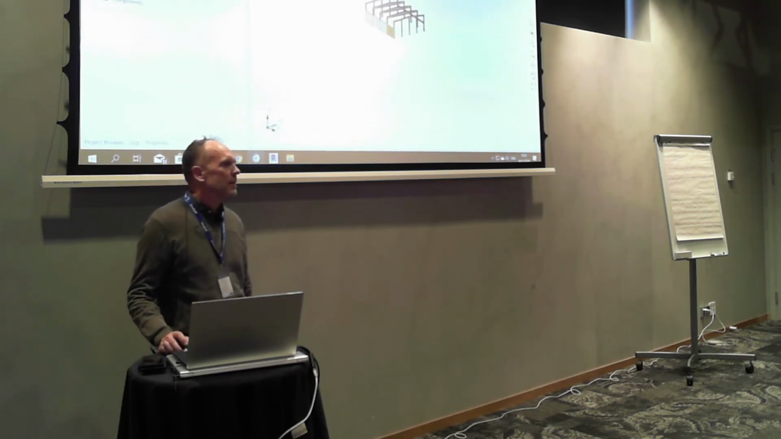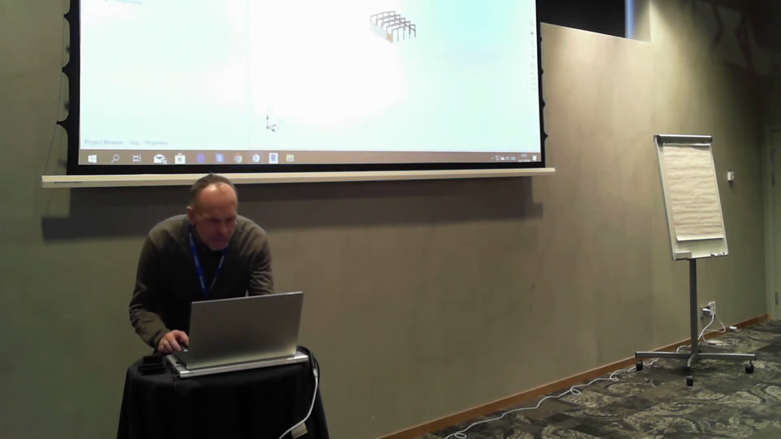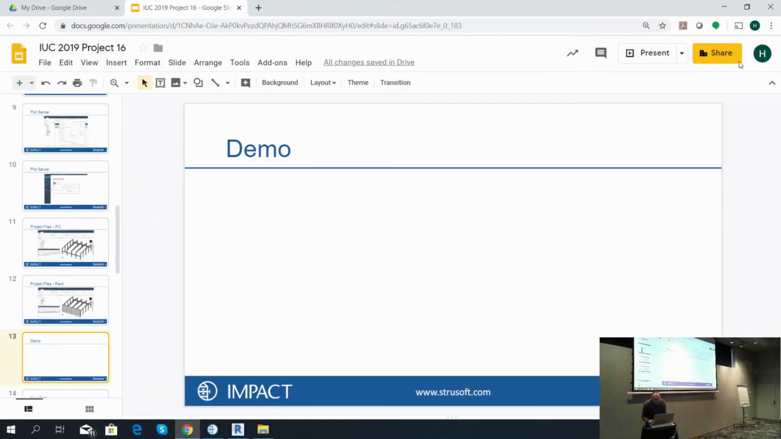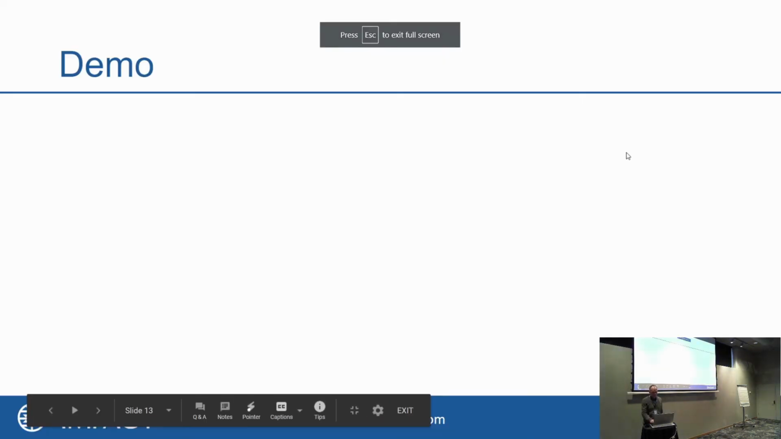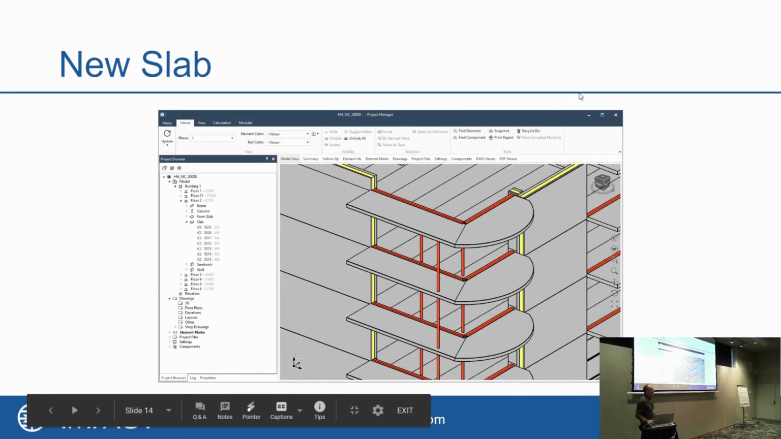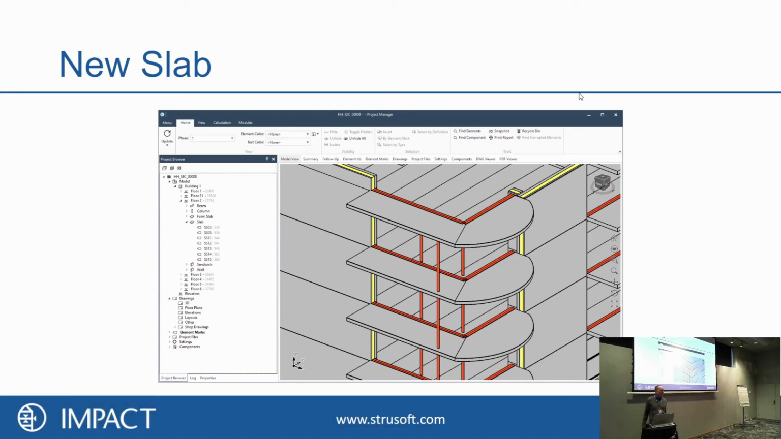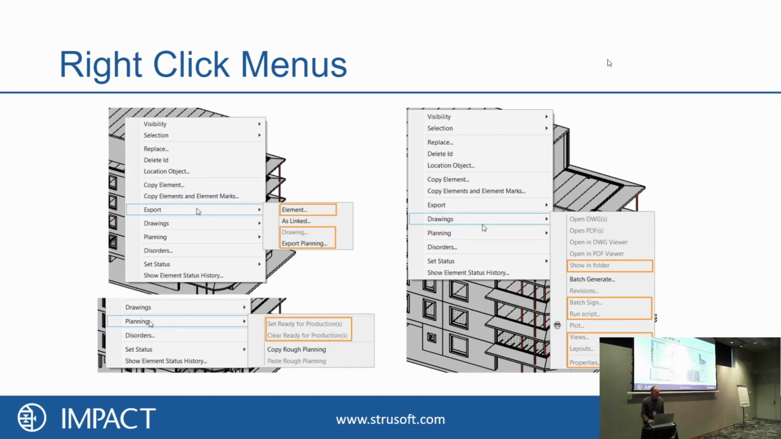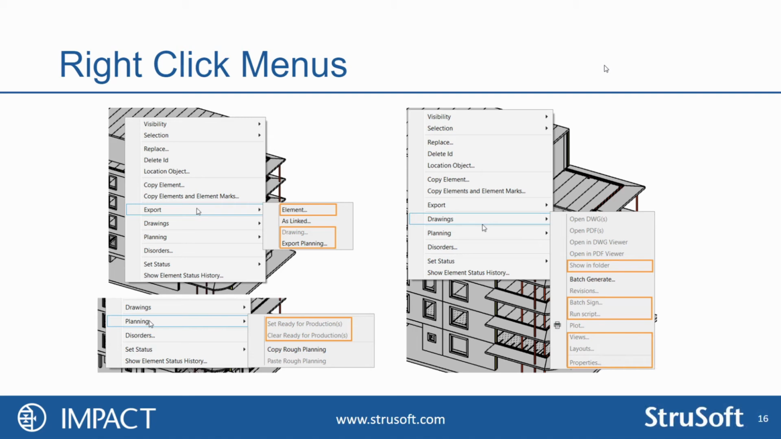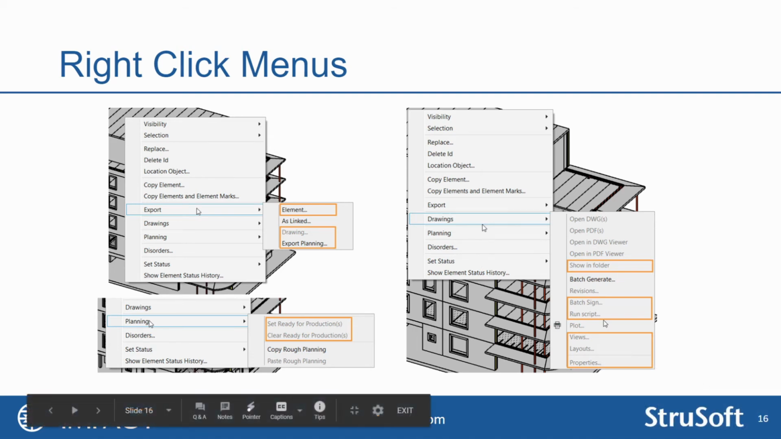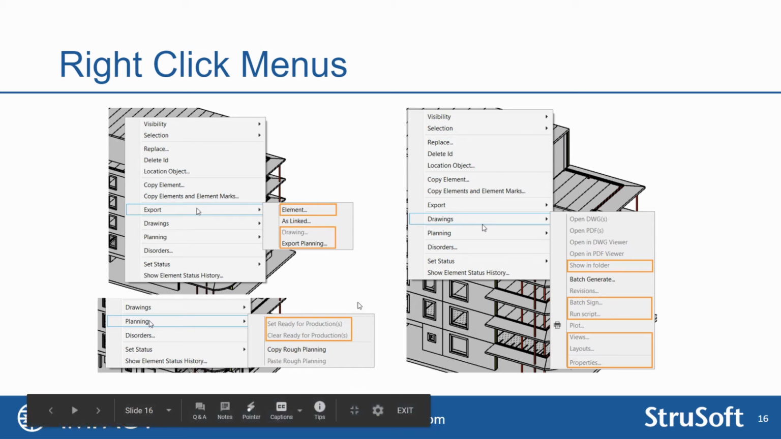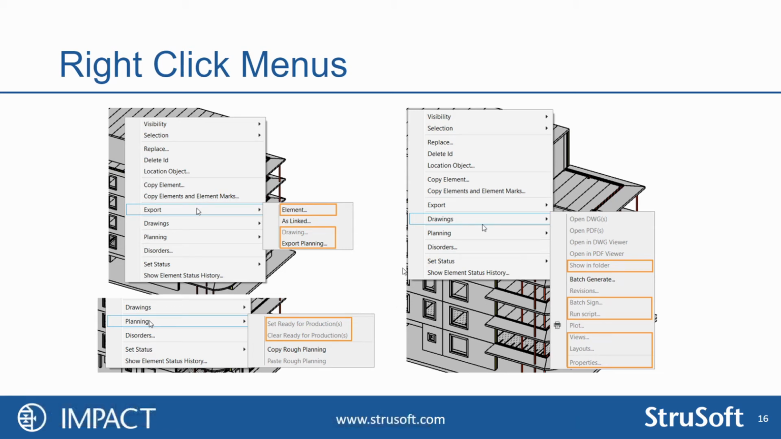Okay. So let's continue. Yeah, we have new slabs, so all these new features we can show in PM. End caps in openings we have added. Much more right-click menus in the model view, so you can access the drawing properties from the 3D model, ready for production in 3D, do some more exports.